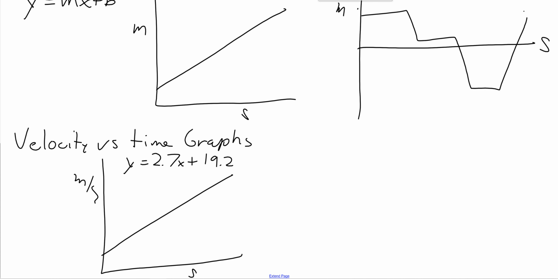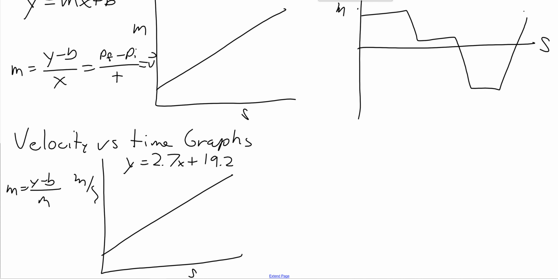Remember that for both of these graphs, the slope is calculated the same way: m equals y minus b over x. But on this graph, y is my final position, b is my initial position, and x is time. That calculates velocity. On this graph, y is vf, b is vi, and x is time. That calculates acceleration. That's not something we want to memorize. We can figure that out on any graph.